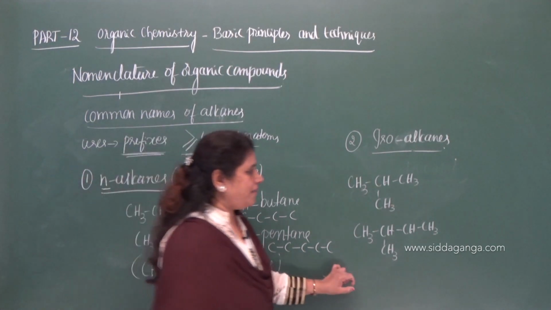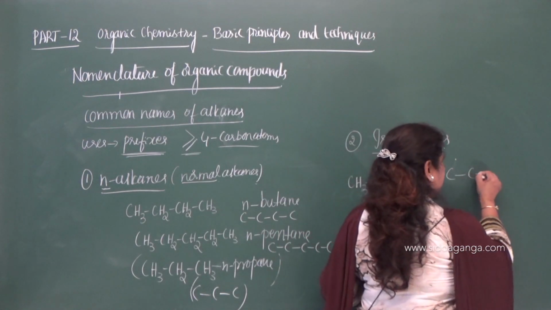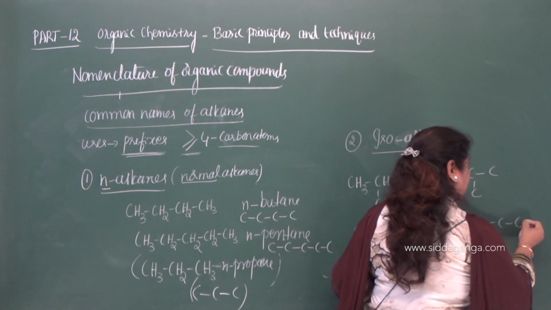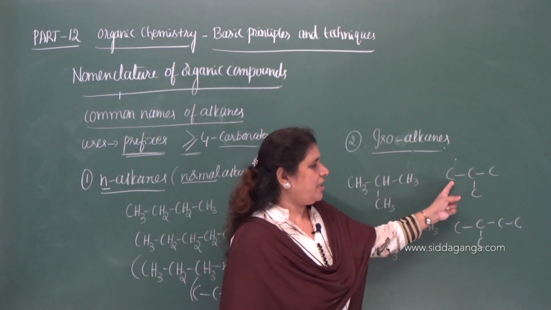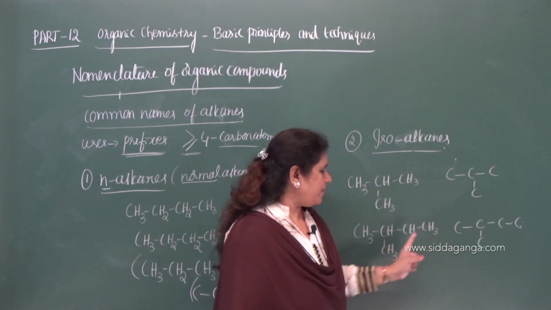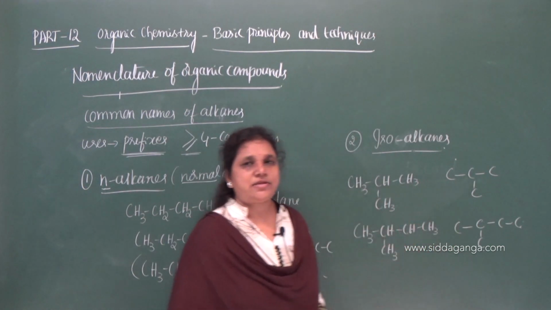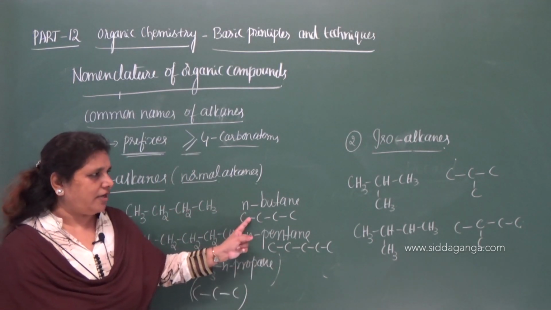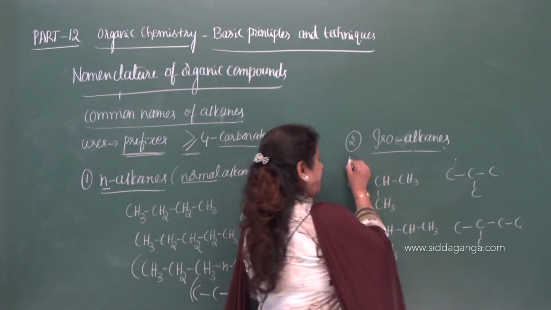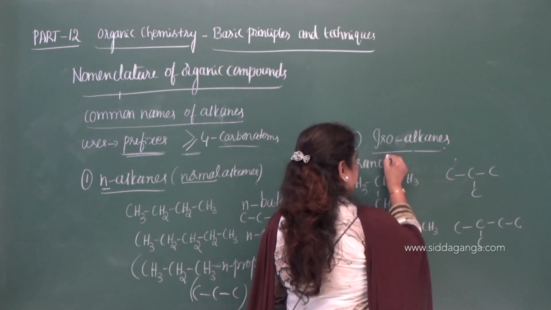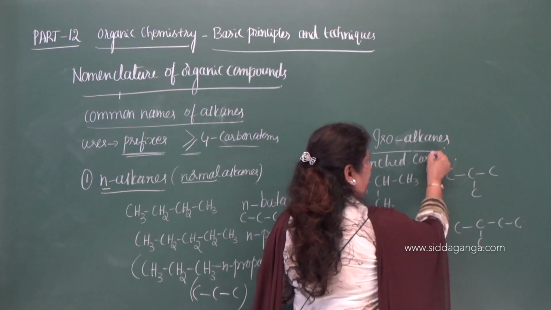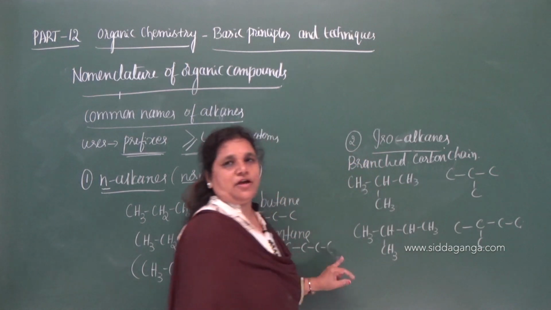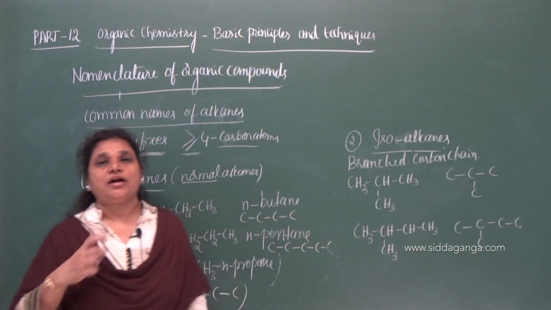What is the nature of the carbon chain? Let me give the carbon skeleton of this. This is the carbon chain in this compound, and this is the carbon chain in this compound. Is it straight? No, this is not a straight chain of carbon atoms. This is a straight chain. What is this chain called? Branched chain. Branched carbon chain. What is the nature of the carbon chain? It is a branched carbon chain.